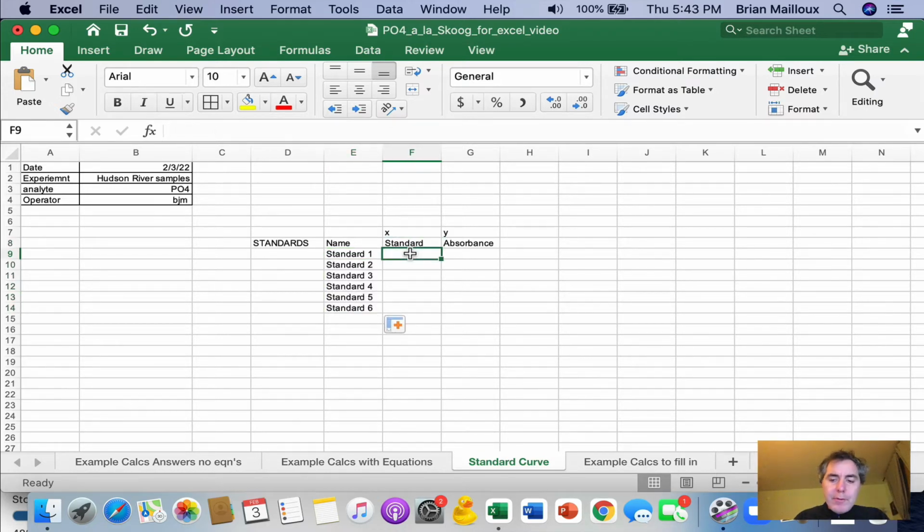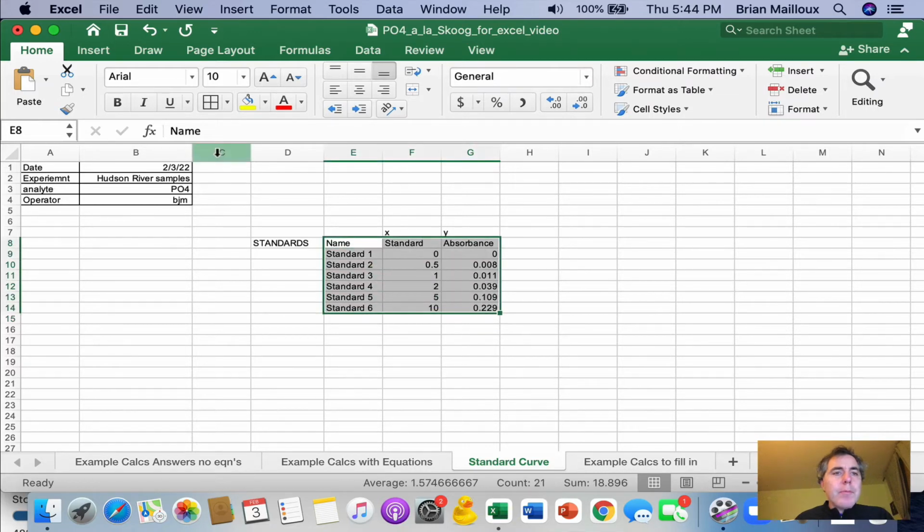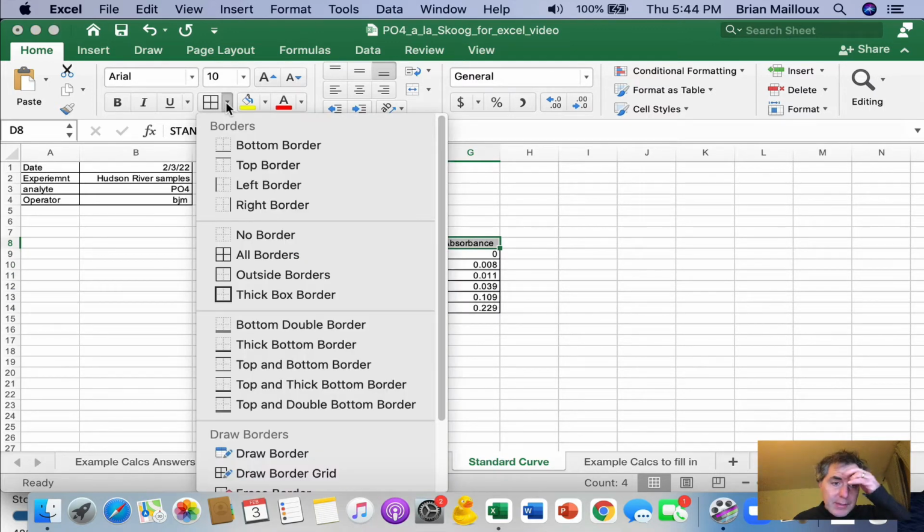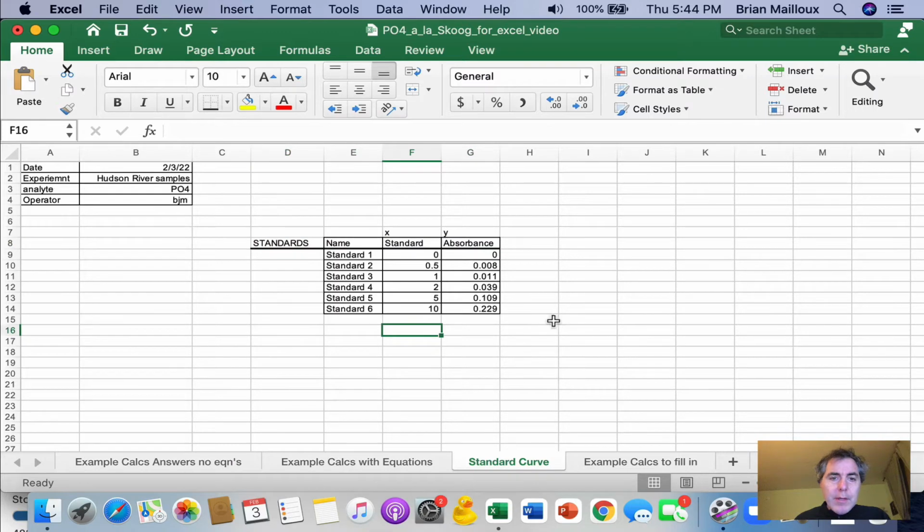I'm going to say our standards were 0, 0.5, 1, 2, 5, 10. You're going to have different ones when you actually do this. And I'll say our absorbances, I made up, are 0, 0.008, 0.011, 0.039, 0.109, 0.229. Now we could make this look a little bit nicer. Maybe we'll underline these. Maybe we can make a thick bottom border on this one. That looks nice. And as I said, the first thing you're always going to do when you have standards is make your standard curve graph.